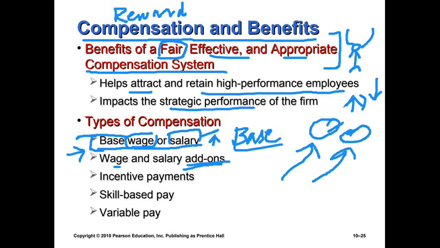If somebody has a PhD, you can give them an extra bonus like $2,000 per month or something like that. So this is called add-on.